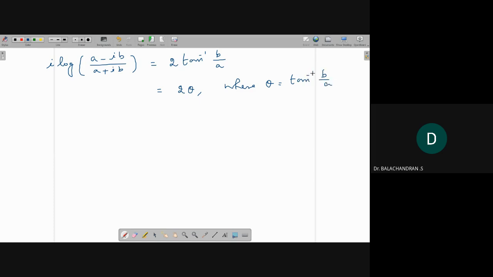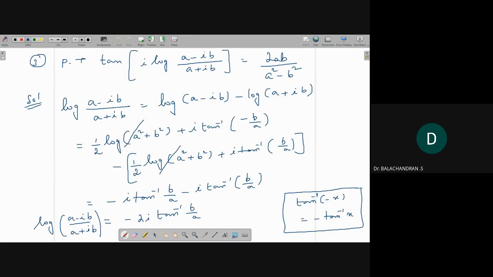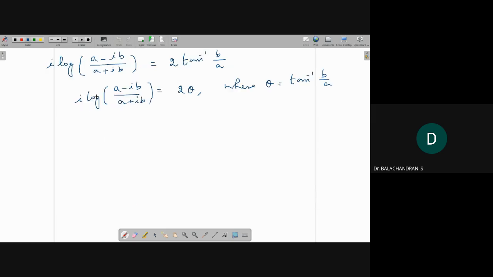Okay. So this is i log of a minus ib divided by a plus ib. But I need a tan of this function. So I am going to take tan on both sides. So tan of i log of a minus ib divided by a plus ib. Take tan on both sides, tan 2 theta.